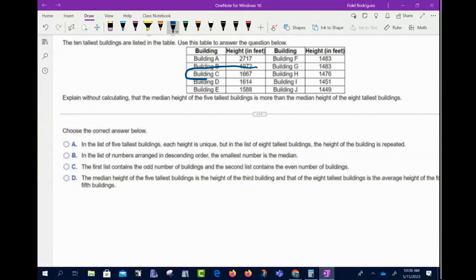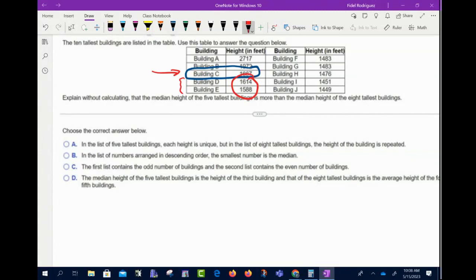that would have been which one? Wouldn't that have been building C? If we were looking at the 5 tallest buildings, that would be the one in the middle, right? Now, remember when we found the median of the 8 tallest buildings, didn't we find the average of which ones? Okay, so isn't this number here going to be higher than those right there, right?